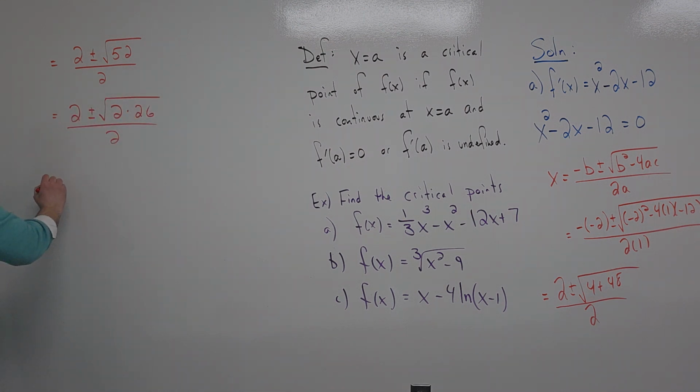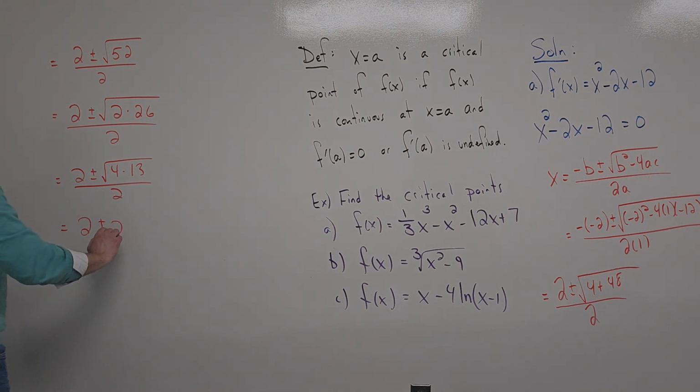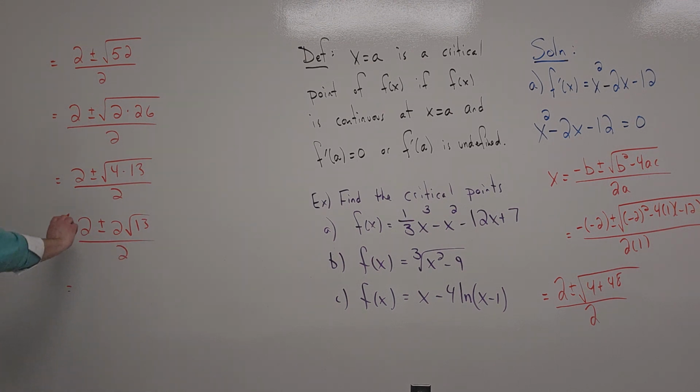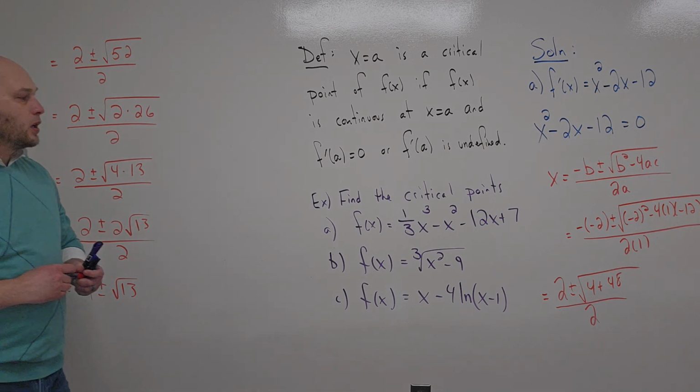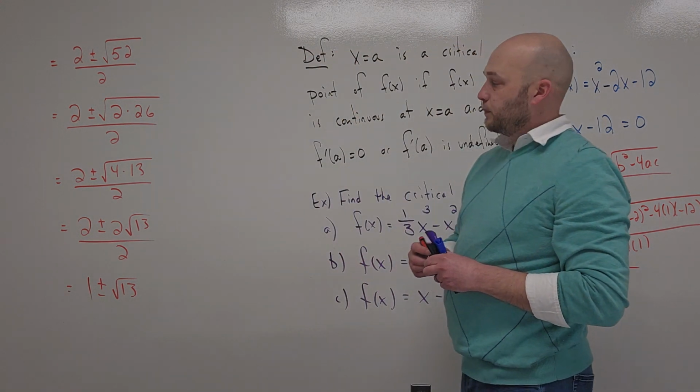26 is even, so I can take out another factor of 2, so 2 plus or minus the square root of 2 times 2, which is 4 times 13 over 2. And 4 being a perfect square comes outside the radical, so 2 plus or minus 2 root 13 over 2. And then finally, I can cancel a factor. I can factor a 2 out of the top, leaving 1 plus or minus the square root of 13. So this cubic polynomial has 2 critical points, 1 plus or minus root 13.